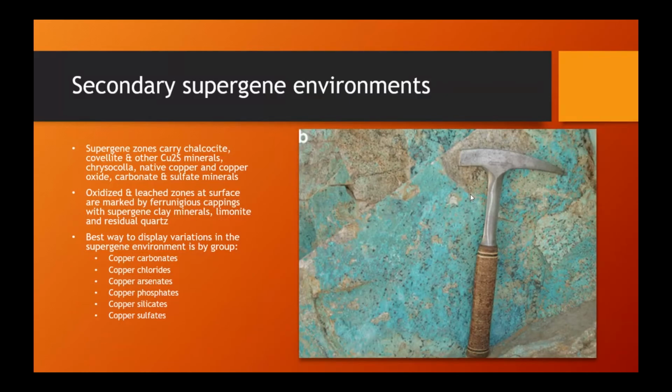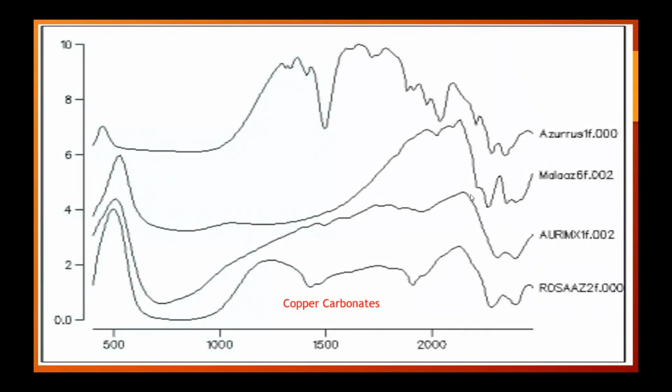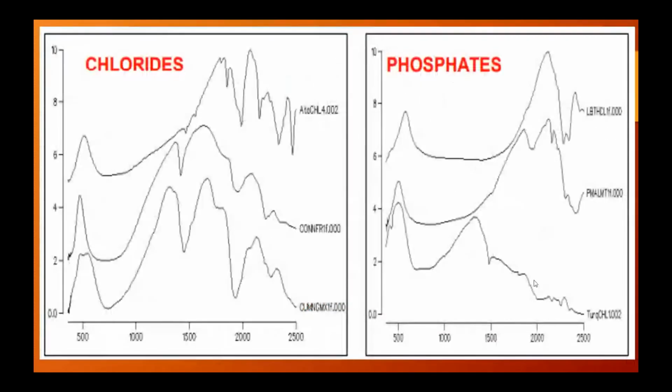So the copper carbonates in porphyry systems, these are always the really pretty ones that people like to see. So we've got the azurite, the malachite, the erythrite, and the rosasite. Now, the copper chlorides here on the left, these are going to be the atacamite, the connellite, and the cumengeite. However, the copper phosphates over here on the right, these are going to be the libethenite, pseudomalachite, and turquoise.